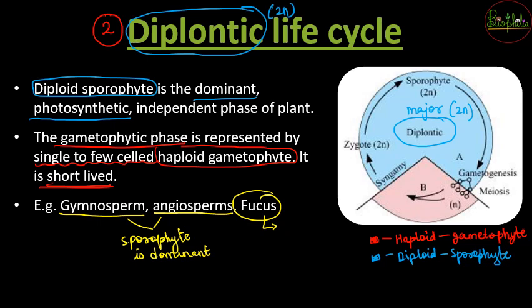So fucus here is going to be the brown algae, which is going to be showing a bit variation from other algae. So other algae क्या कर रहे थे, they were showing the haplontic life cycle, but here important is fucus, because fucus is going to show the diplontic life cycle.